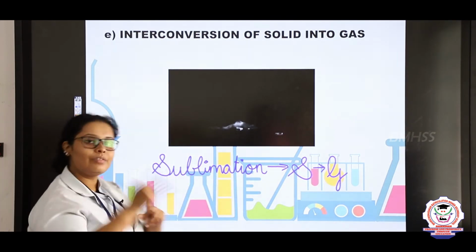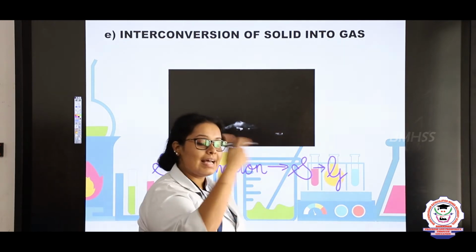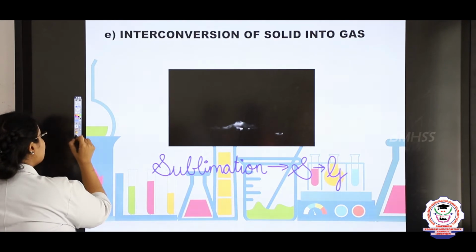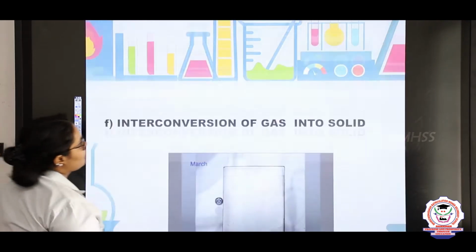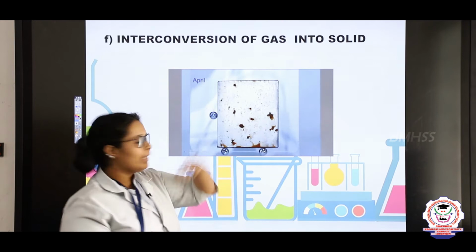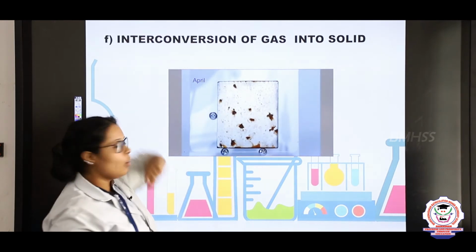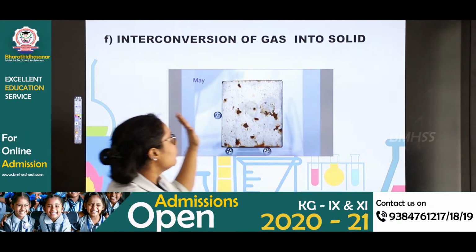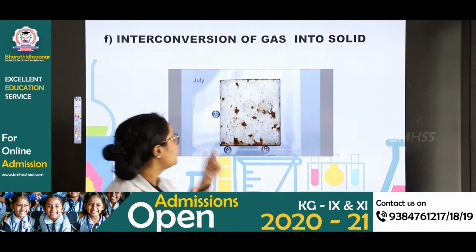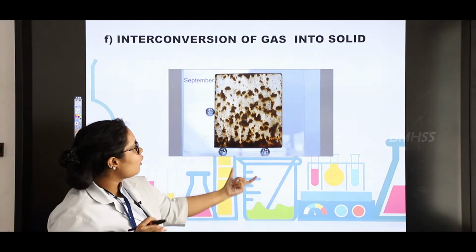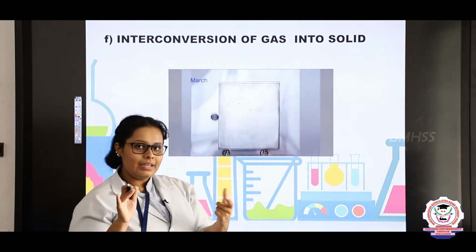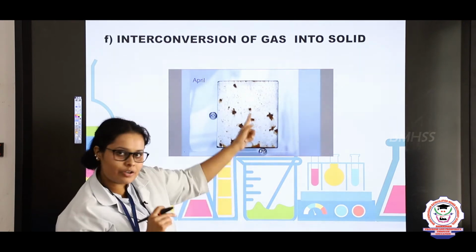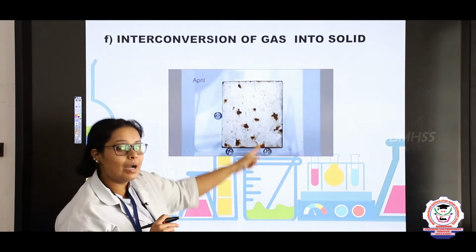Now we have to see the reverse process, when the gas gets converted into solid again. So let's see this. Here you can see a plate, right. At the corner you can see the month's name. Previously you will see that the whole plate is clean. If the plate is completely clean, then it is pure metal. See here, now it's becoming a little bit brownish, right kids.